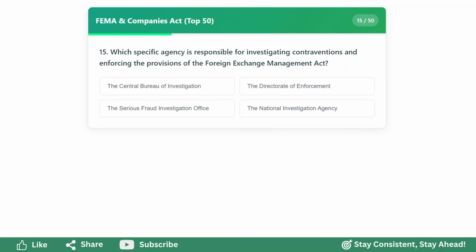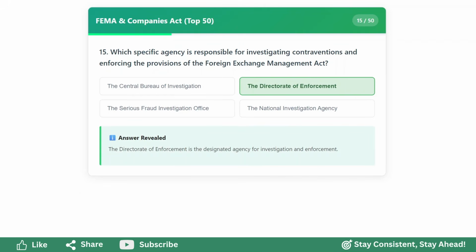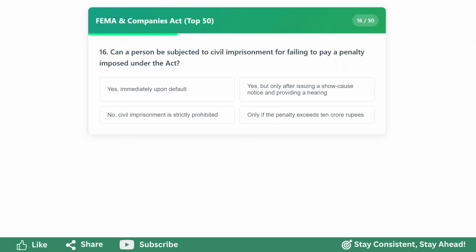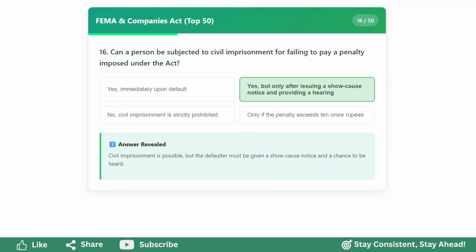Which specific agency is responsible for investigating contraventions and enforcing the provisions of the Foreign Exchange Management Act? The Directorate of Enforcement. Can a person be subjected to civil imprisonment for failing to pay a penalty imposed under the Act? Yes, but only after issuing a show cause notice and providing a hearing.